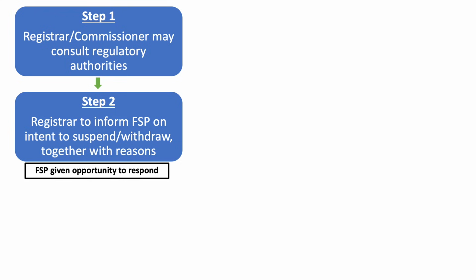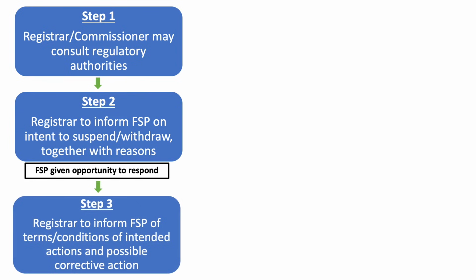Once the FSP has been notified, the FSCA will provide the FSP an opportunity to respond to its action. The FSCA must notify the FSP of the time frame of the suspension as well as the terms and conditions that must be met before the suspension can be lifted. The FSCA will also set reasons or terms and conditions for the withdrawal of a license.